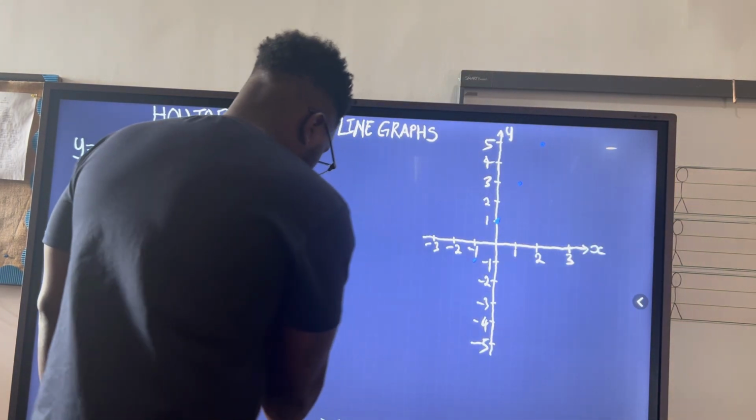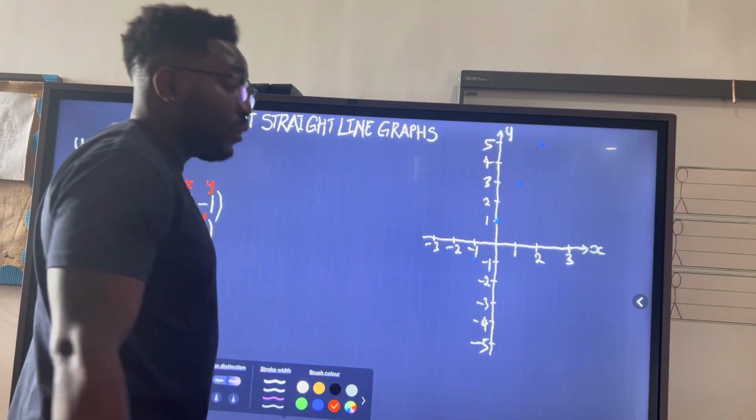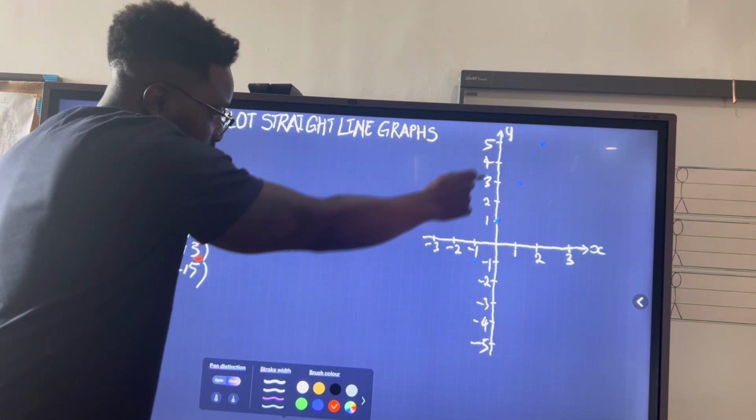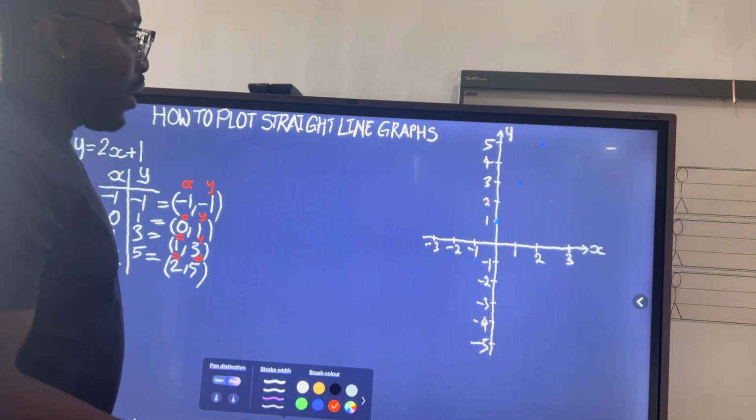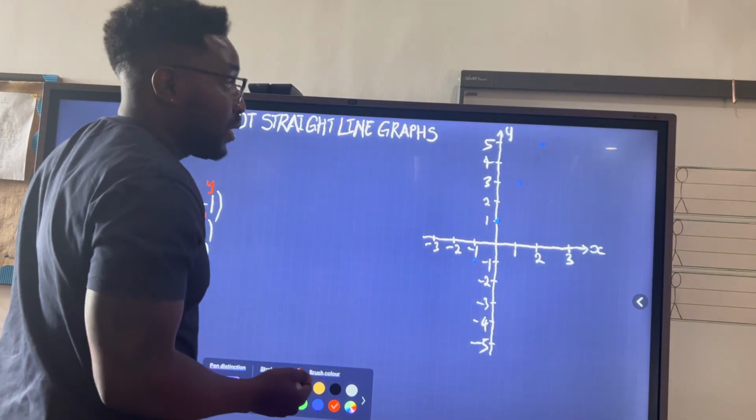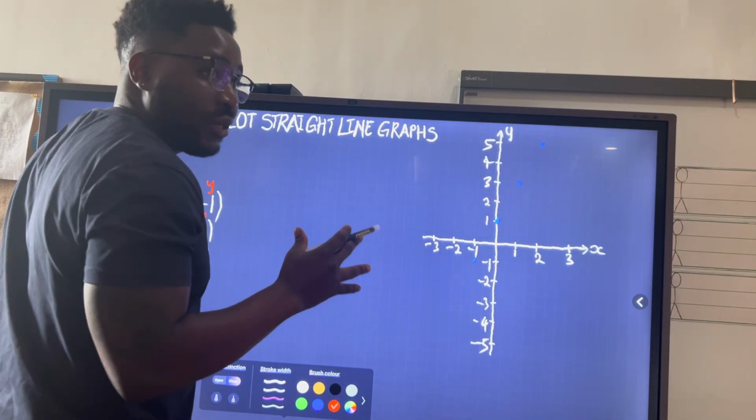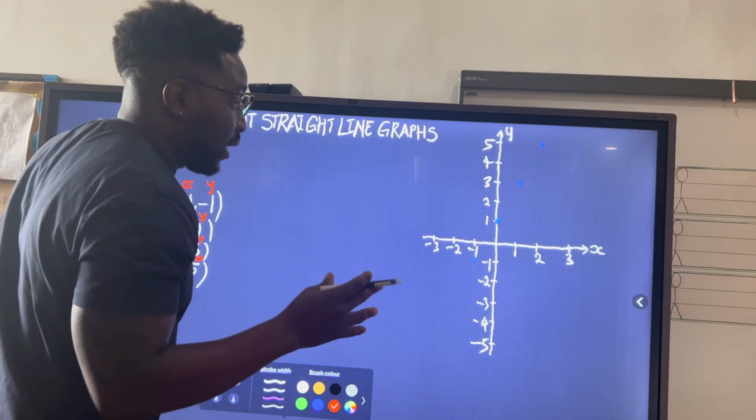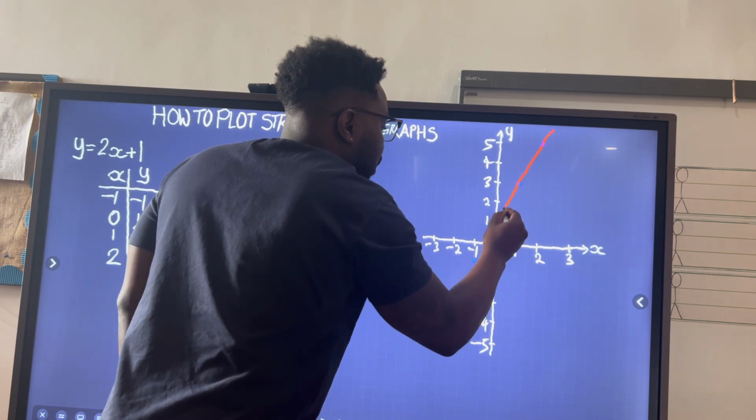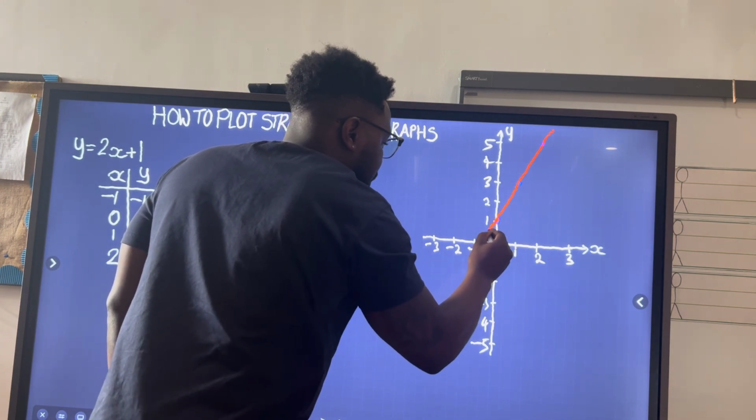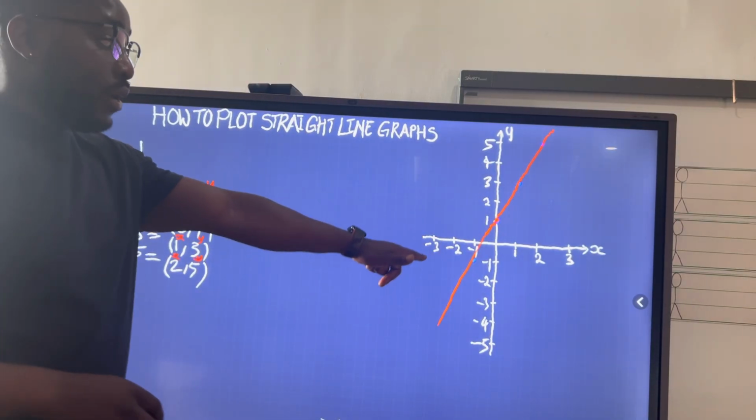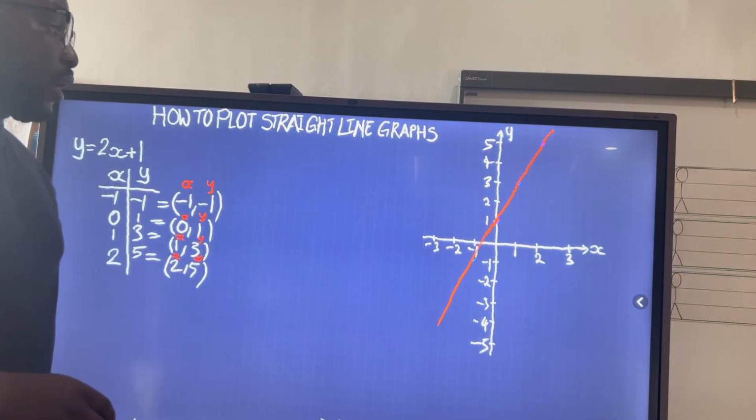Okay, so our next step now would be what? Would be just joining all the points that we have over there by simply drawing a straight line. Now I might not draw a perfectly straight line because I don't have a ruler, but I'll try to draw something closer to a straight line, connecting all my dots. It should look something like this. Okay, so there we go.